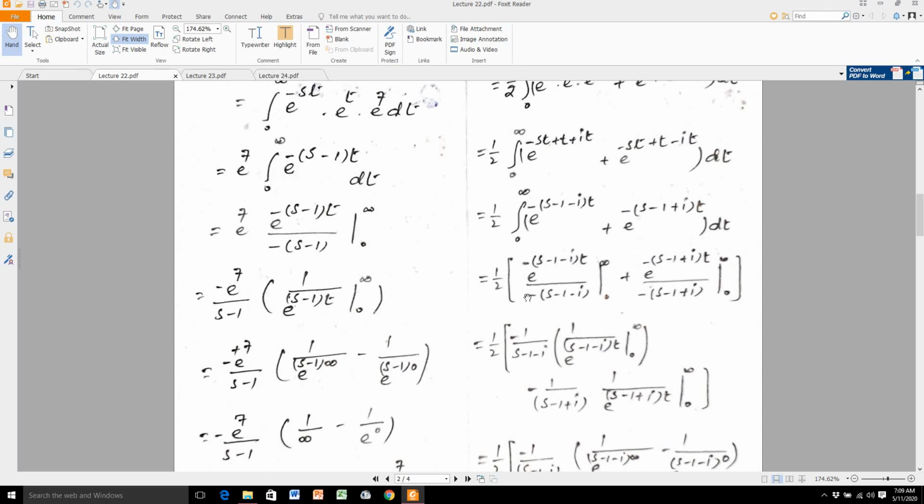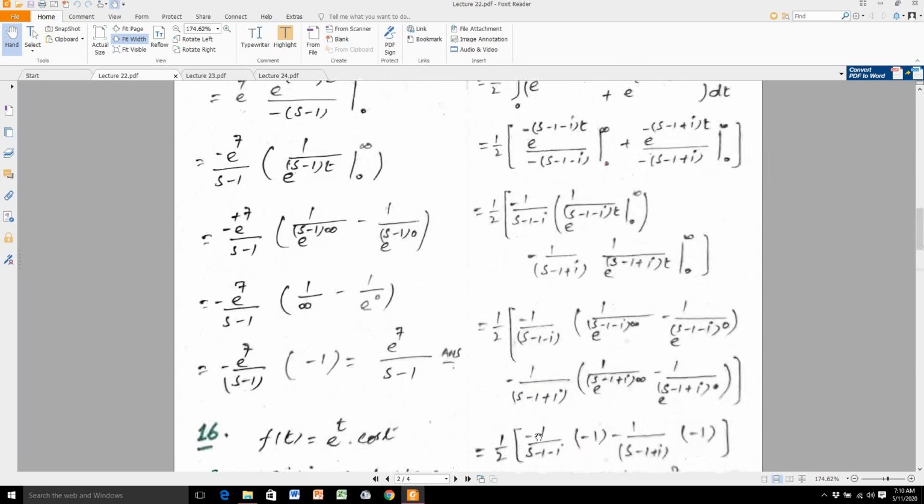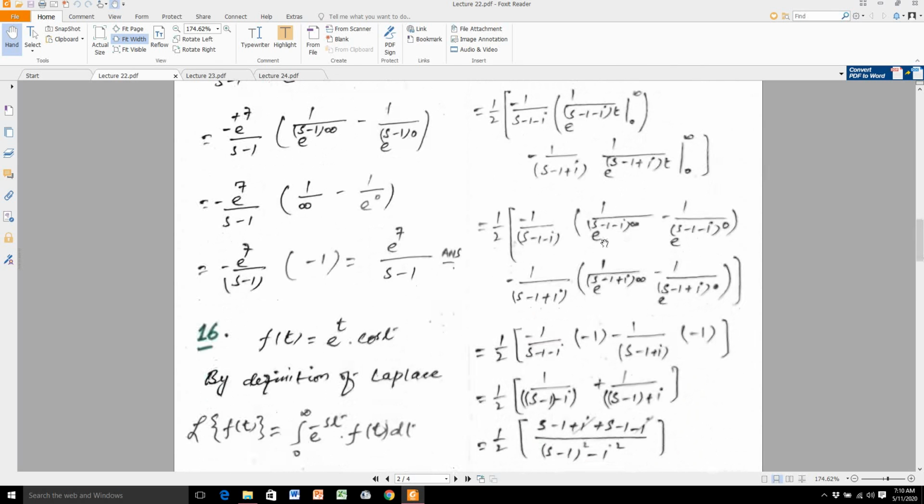Then I take this minus 1 over s minus 1 minus iota outside and apply the limits on this value. Similarly, I take this outside and on the remaining part I apply the limits as you see here. On simplification, you know that this part becomes 0 and its answer is negative 1, and similarly the answer of this part is 0 and this is negative 1.